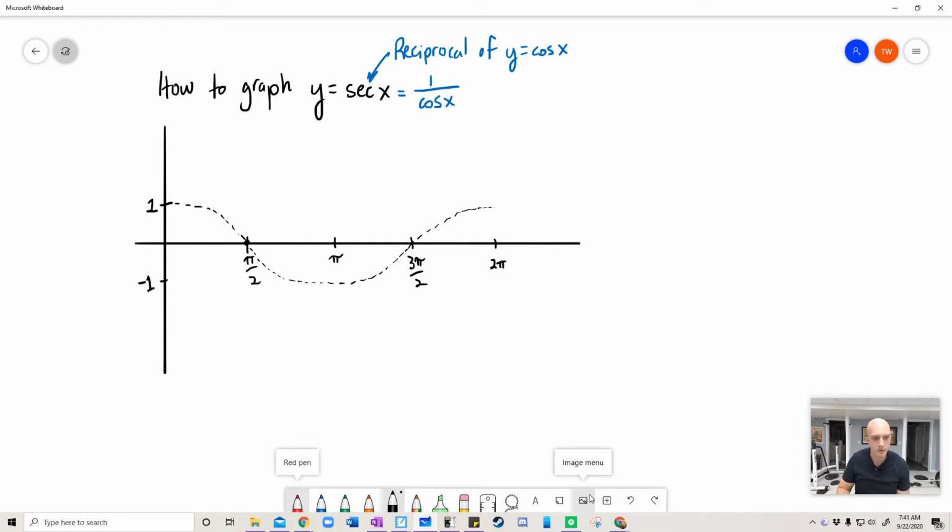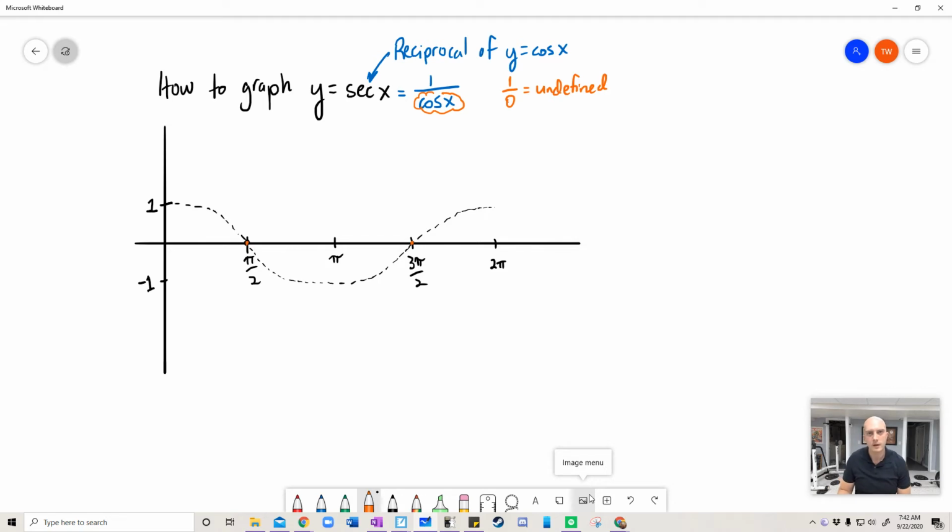So the first thing I want to see is, where does this cosine graph hit 0? I notice it hits 0 at pi over 2 and at 3 pi over 2. Why do I care? Because if the value of cosine is 0, then its reciprocal is 1 over 0, which is undefined.